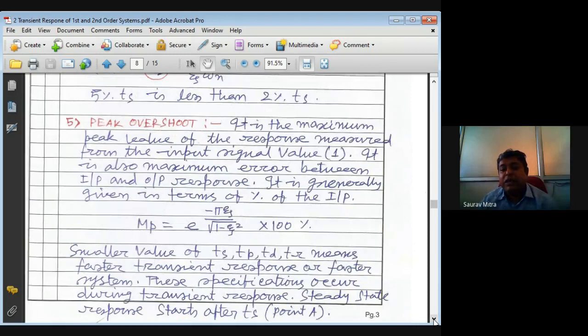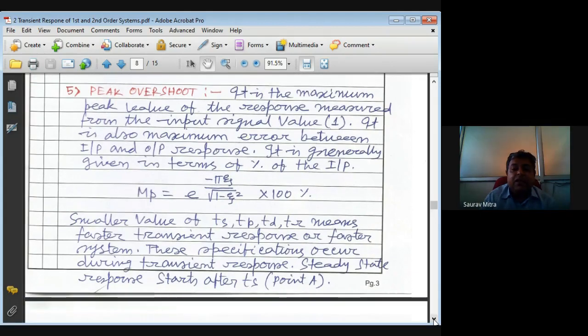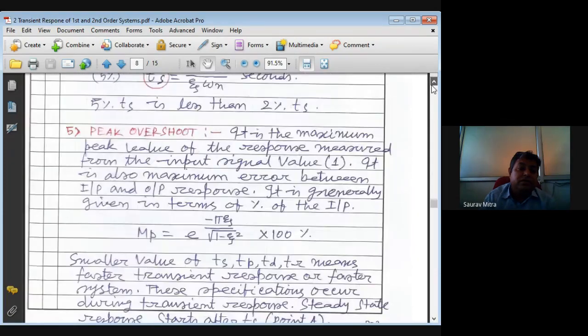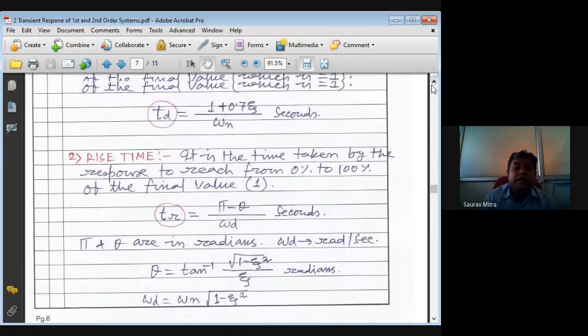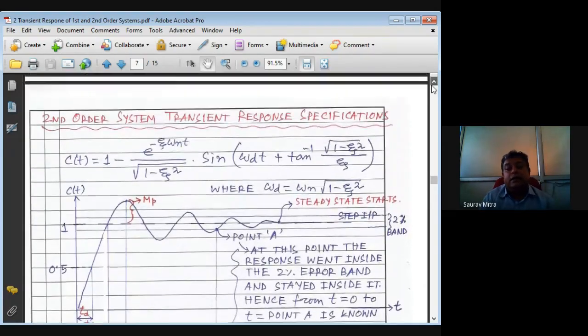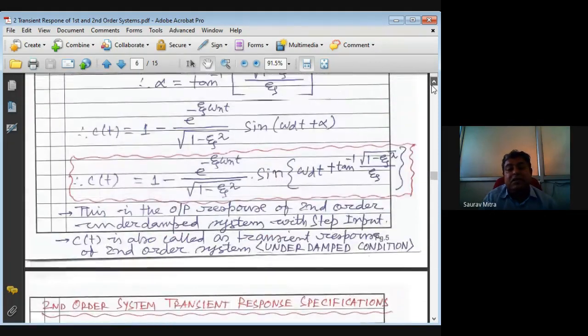Finally, what is peak overshoot? If the peak value is 1.36, it is 36% above the input unit step 1. So if the peak value is 1.36, percentage MP is 36%, and the equation for that is given here. So these are the five characteristics that you are supposed to explain. These two pages are what you have to write. This is called the transient response characteristics of a second order system.